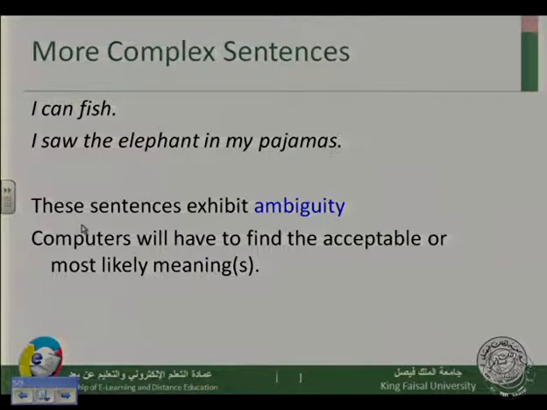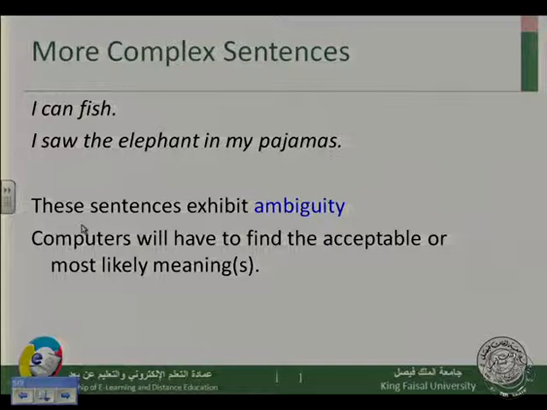So this is a problem. I saw the elephant in my pajamas. It means that you have a pajamas and there are some elephants in your pajamas. So you saw the elephants in your pajama. Or it means the elephant is wearing your pajamas or was wearing your pajamas and you saw the elephant in your pajamas. So how do we solve these problems? These sentences exhibit ambiguity. Computers will have to find the acceptable or most likely meaning.